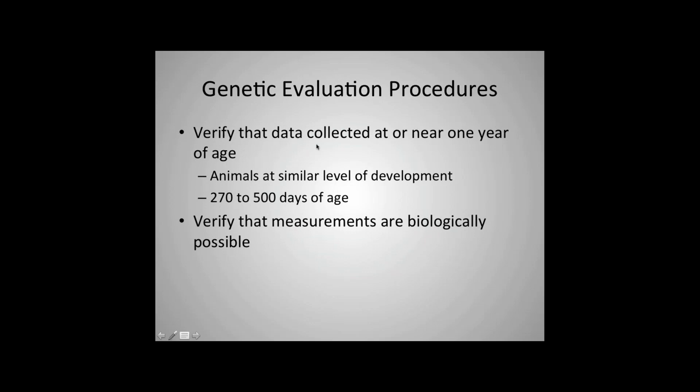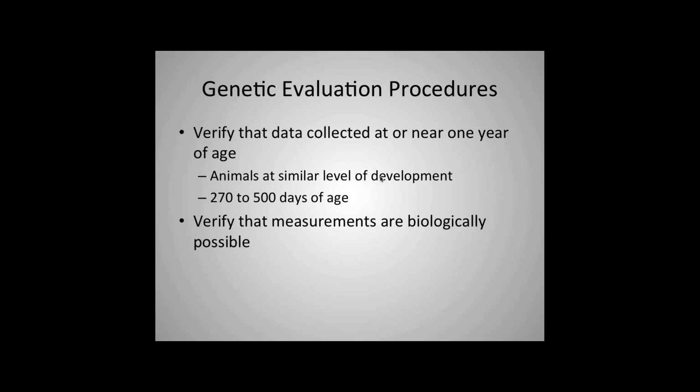And we first look at the data to make sure that it was collected at or near 1 year of age. That's just so that we're comparing animals at a similar level of development. We don't want to compare a newborn calf to a 2-year-old heifer, for instance. They're going to be at different developmental stages. So we want to verify that all the records were obtained between 270 to 500 days of age, and this is for the IGS evaluation, of which Simmental, Red Angus, Shorthorn, Limousin, Gelbvieh, and others we evaluate as a multi-breed evaluation. But that's what we use as far as an age range.